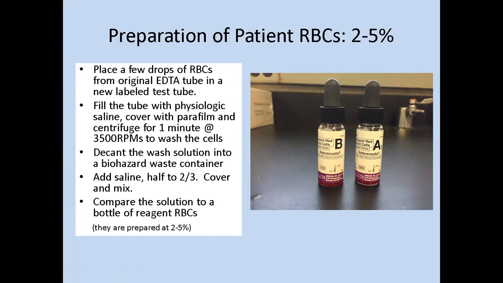And now to these washed cells, we're going to add more saline, but we're not going to fill it all the way. We're going to fill it halfway, maybe to 2/3, and we're going to cover it with parafilm and mix it and compare that tube of red cells to what our reagent red cells look like. We hold the bottle and the tube and we compare them with the lamp to see if the turbidity is similar. And so it's an eyeball method to get that 2 to 5% solution. Okay? Because these come prepared as 2 to 5%. So that's how we make our suspensions. And that's what we're going to use for testing.